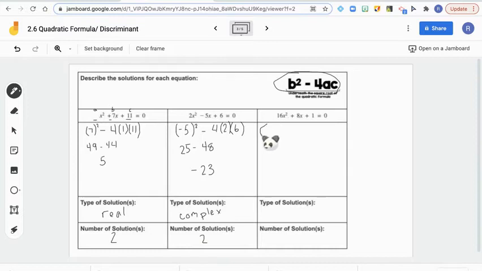And then finally our last one, if we plug those numbers in, we're going to get 8 squared minus 4 times A, which is 16, times C, which is 1 in this case. So 8 squared is 64. 4 times 16 times 1 is also 64. And so our discriminant value is 0, which means there will be a real solution. It's not negative, so it's not going to give us an imaginary solution, but there's only one of them.